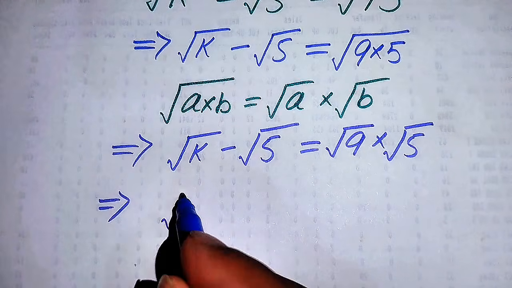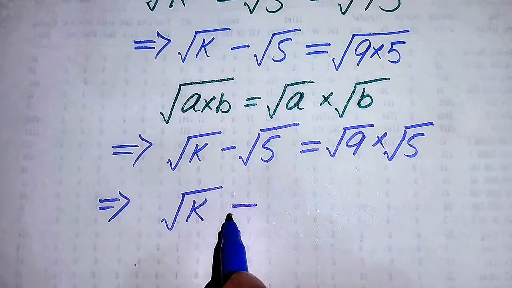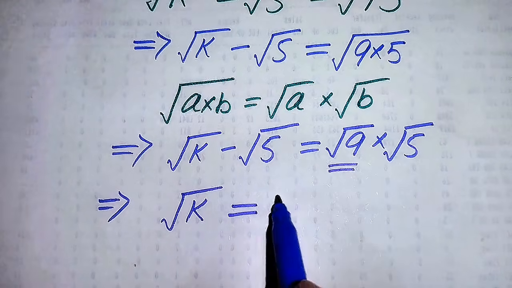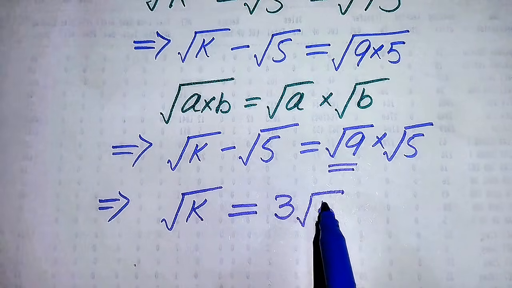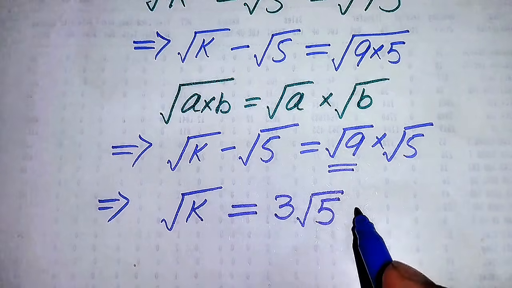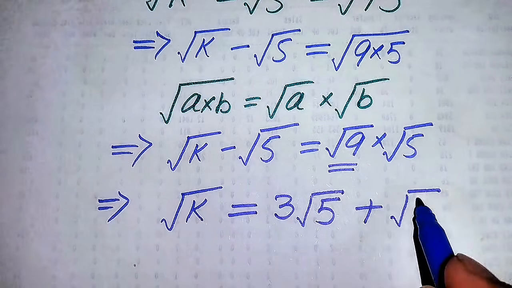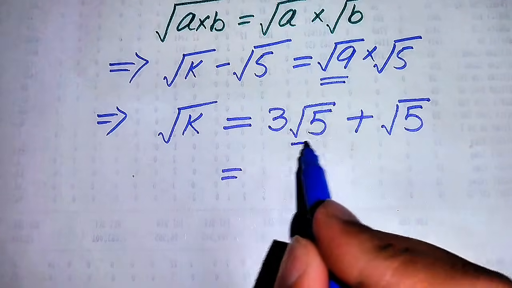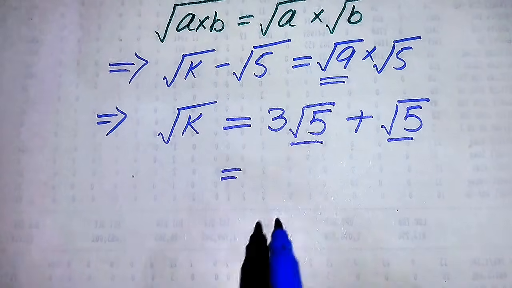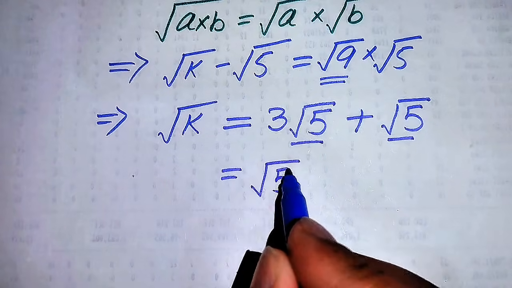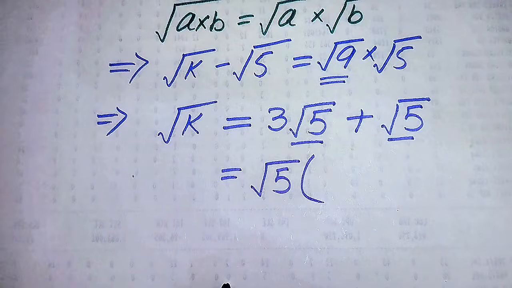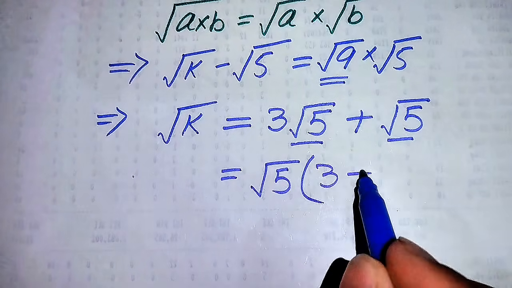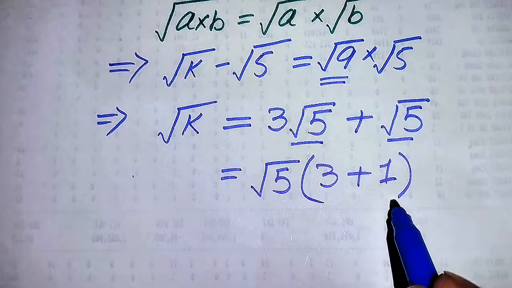And now in the next step, we move this minus square root of 5 from the left hand side to the right hand side, and it will be written as square root of k is equal to, first you see that square root of 9 is equal to 3 times square root of 5, and this is the negative term. When we move it to the right hand side, it becomes positive. Further, both of these two terms involve square root of 5, so we take common square root of 5, and the remaining values are 3 plus 1.